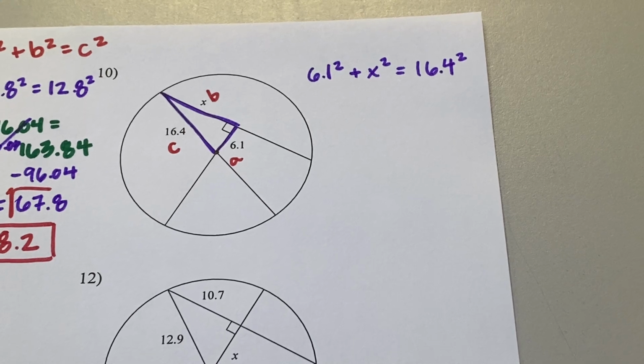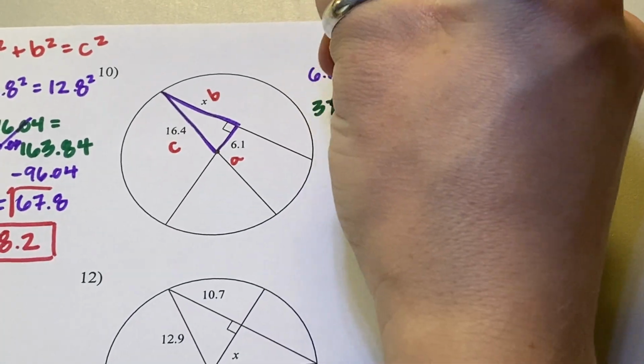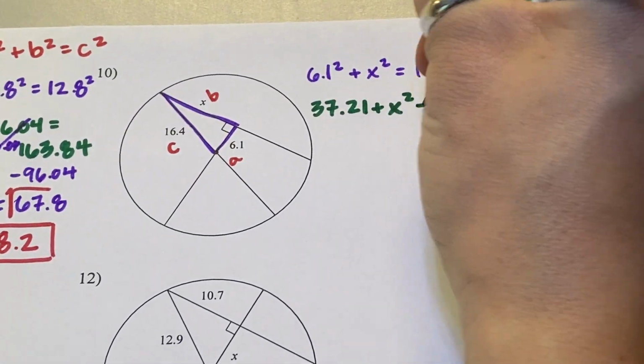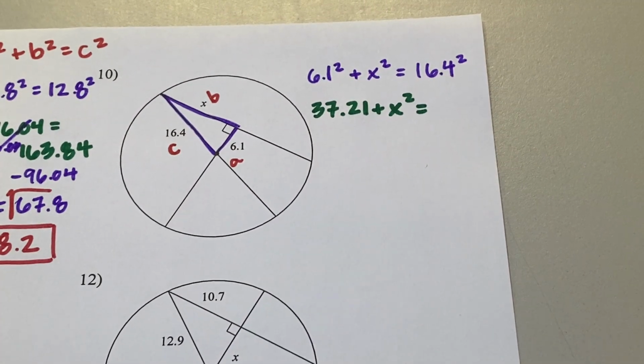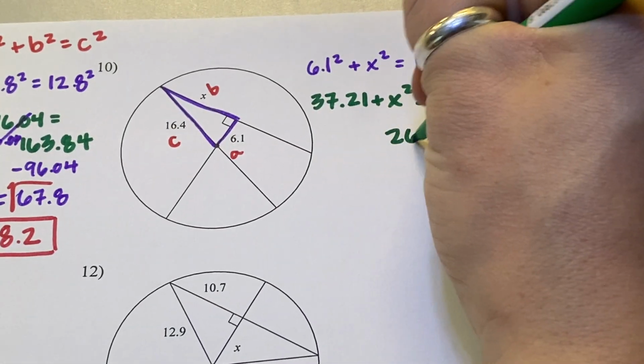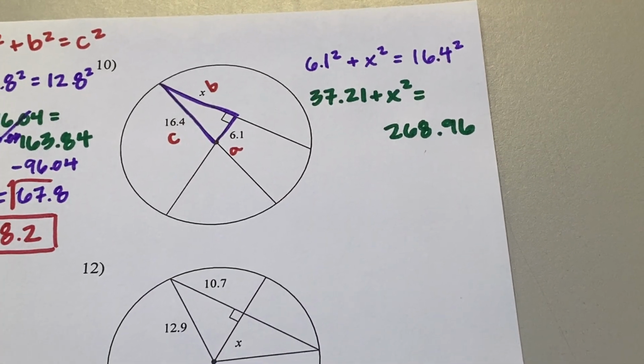Alright, punch it in your calculator. A lot of calculator work today. 6.1 squared, what'd you get? 37.21. Agreed. Don't know what X is, so it has to stay X squared. What'd you get for 16.4 squared? 268.96. Bada bing, bada boom.